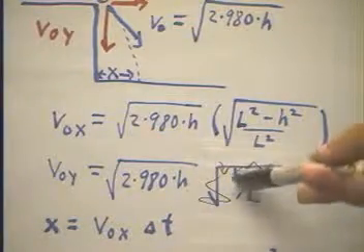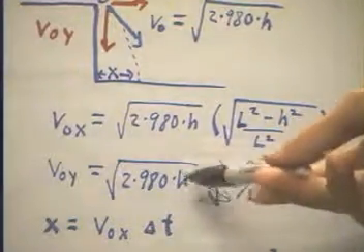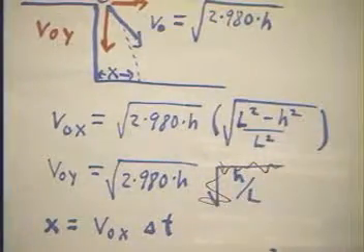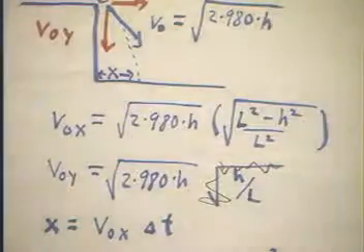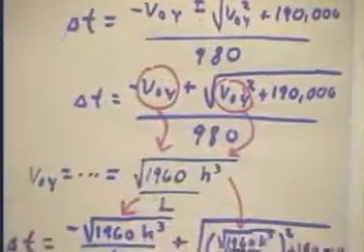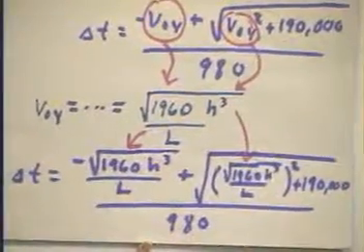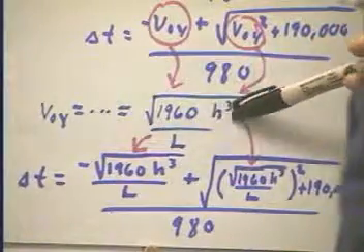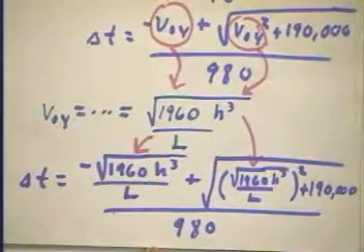So when we substitute, or when we bring the h inside the square root, it's going to be an h squared, so we multiply that by h to get an h cubed, and we'll still have an L outside. Without the square root sign there, anyhow, we can simplify v0y to get the square root of 1960 h cubed over L.